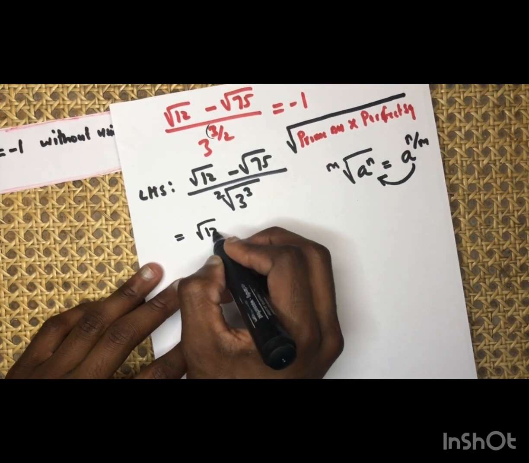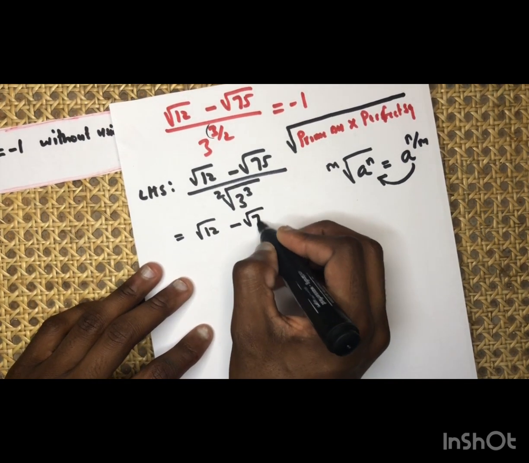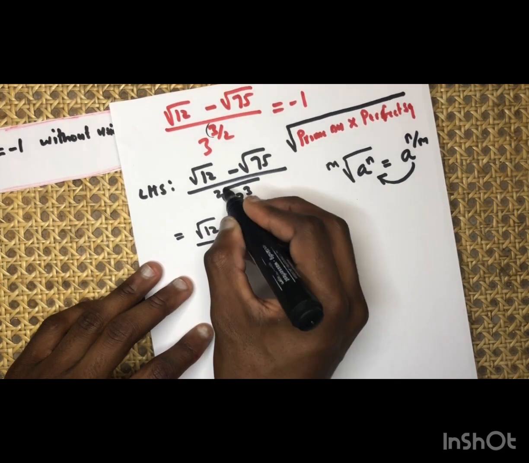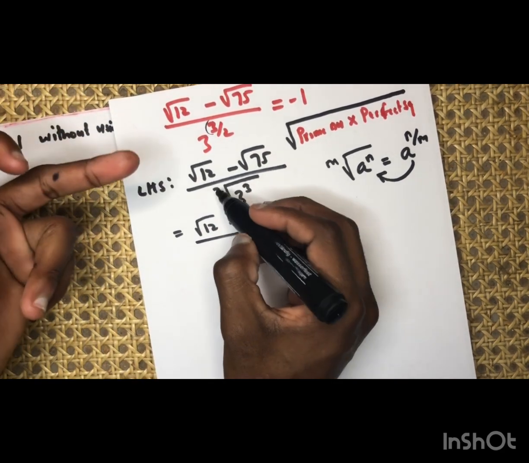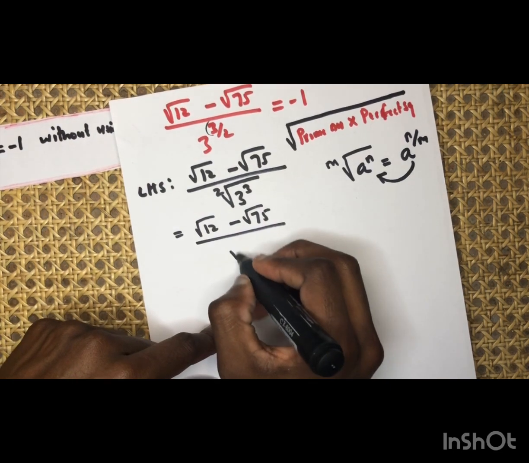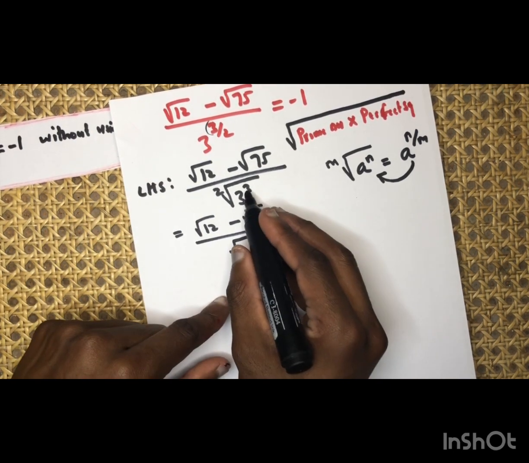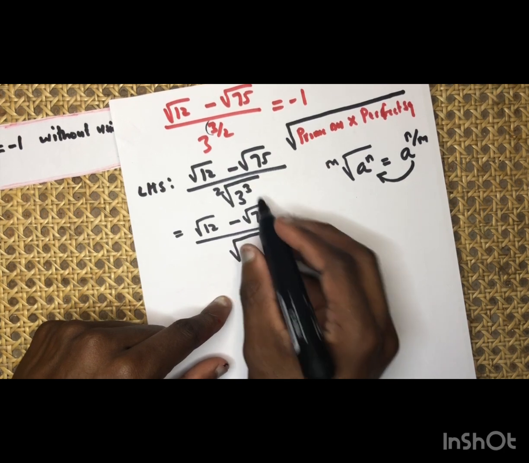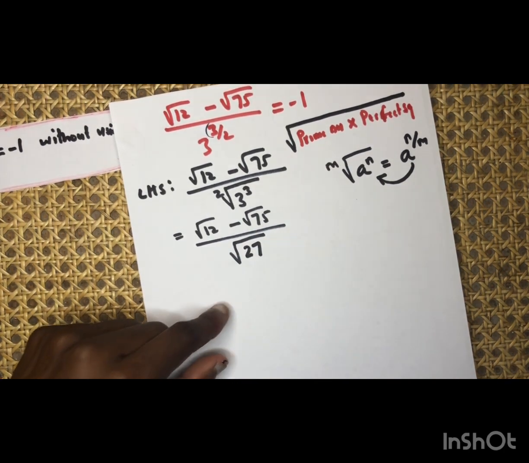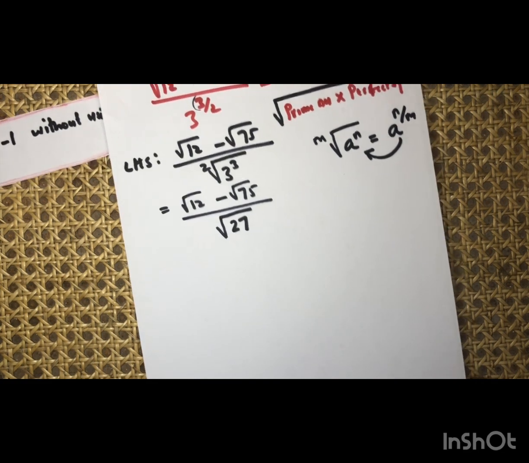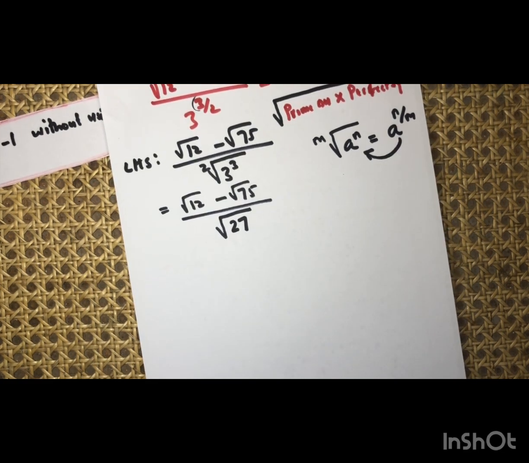Then it's root 12 minus root 75. This thing, guys, we cannot write it. It doesn't matter even if we don't write 2 here, because we know that always the degree here, if it is not written, is 2. So now I have 3 to the power 3, which will give me 27. Understand? So now we can try to find the prime factors times the perfect square.